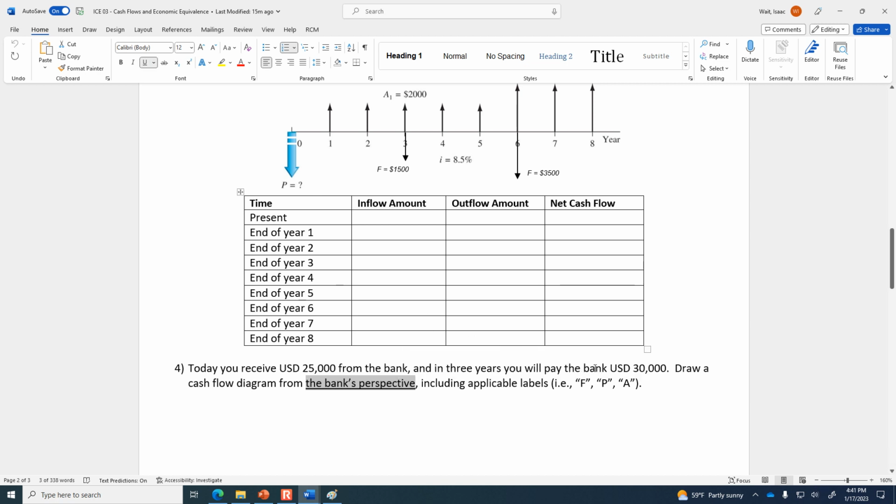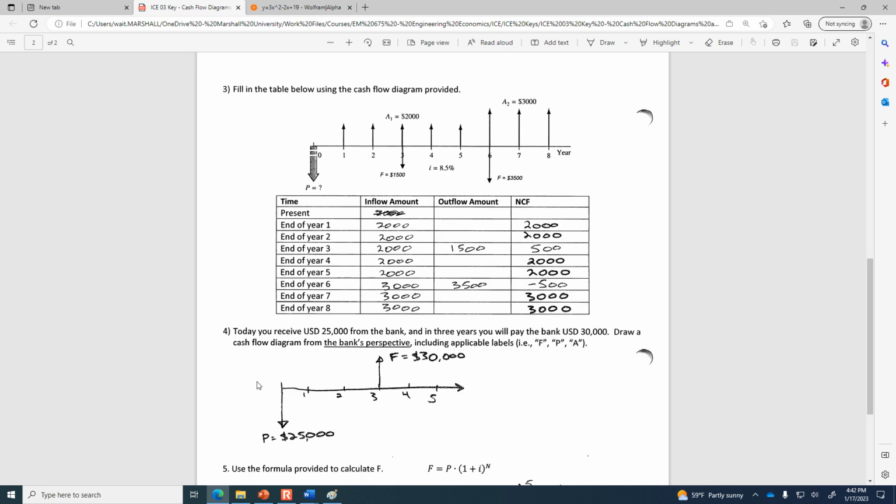Okay, now, is this an annual series like some of the other things that we've seen, or is this an F? Is this 30,000 an A or an F? F. Because it doesn't say that you're going to pay annually, and it doesn't say each year for 3 years. It just talks about in 3 years. So that's only talking about a single incident. So that's an F. So that's how we label it.